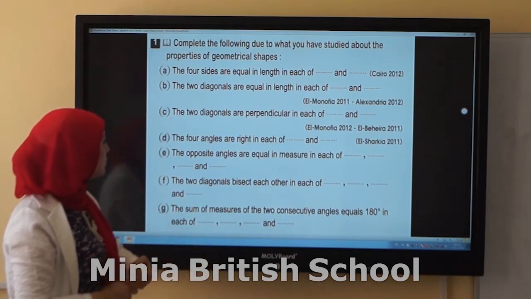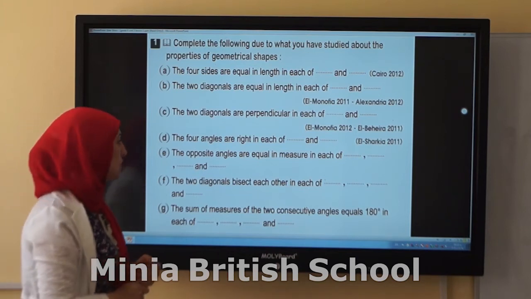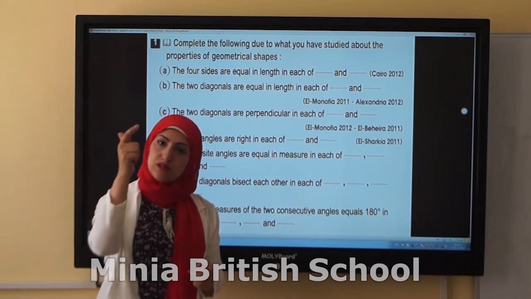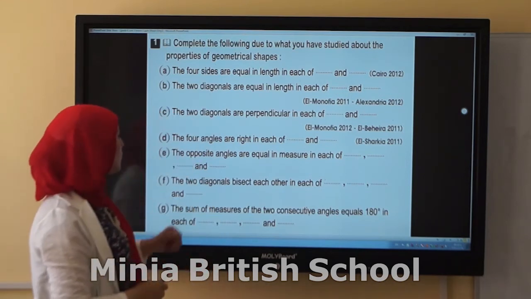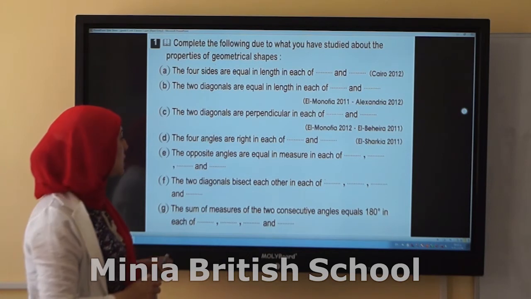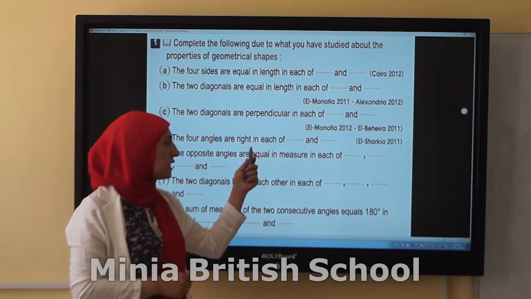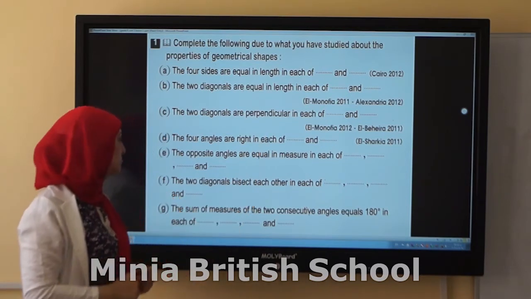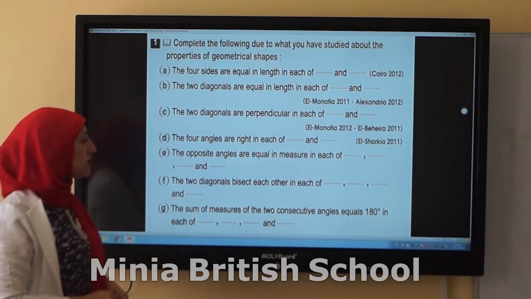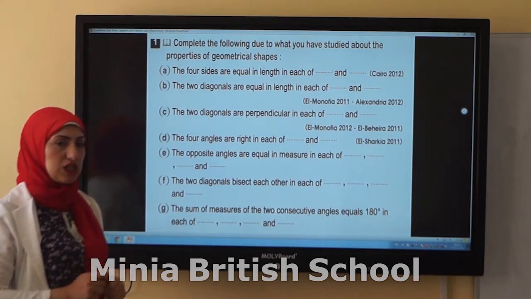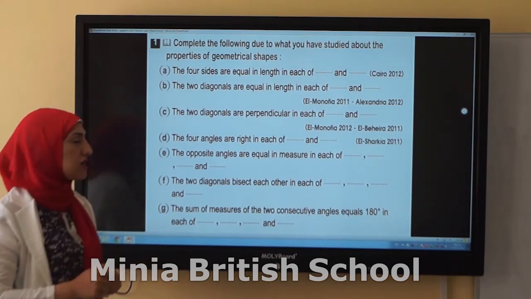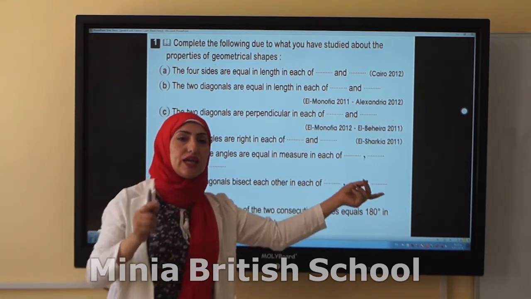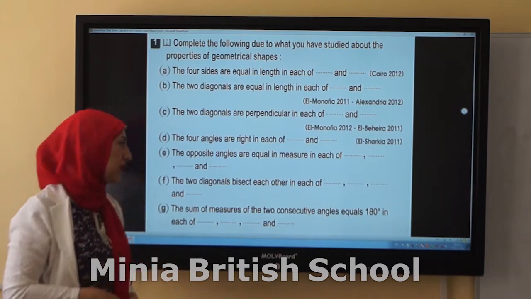The next one, the two diagonals are perpendicular in each of what? Square and rhombus. The four angles are right in each of square and rectangle. The opposite angles are equal in measure in each of square, rectangle, rhombus, and parallelogram.